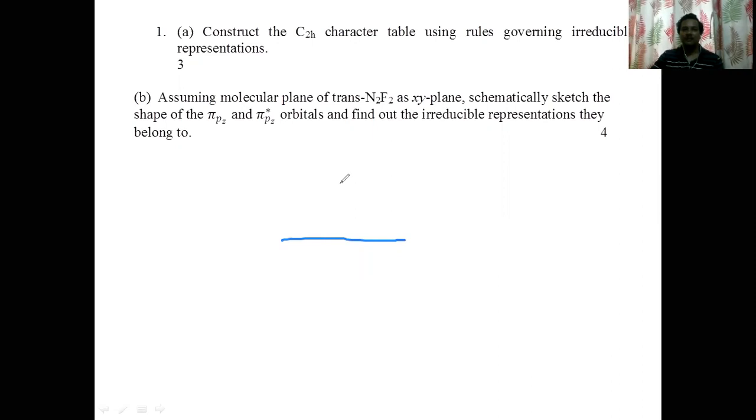So if I am having PZ on one nitrogen, that is plus, and this is minus. That is the first nitrogen, right? Similarly, I'm going to have the second nitrogen, so that is plus, and this is minus. So this is another nitrogen.